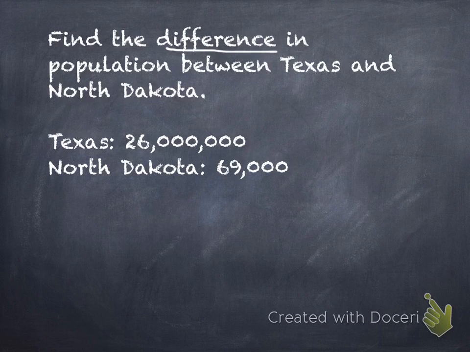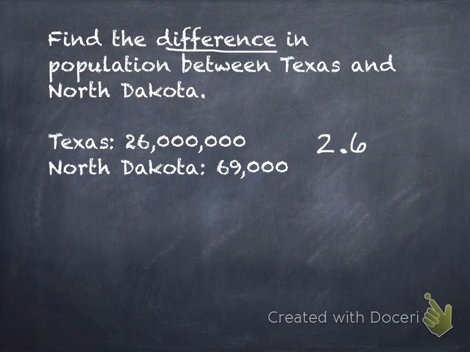Okay, so Texas is 26 million. So what I want to do is write the decimal part. If it's going to be a number between 1 and 10, I've got to put the decimal right after the leading digit. Okay, so the leading digit is 2, so the decimal is going to come right after that. All right, so now I've got 2.6.